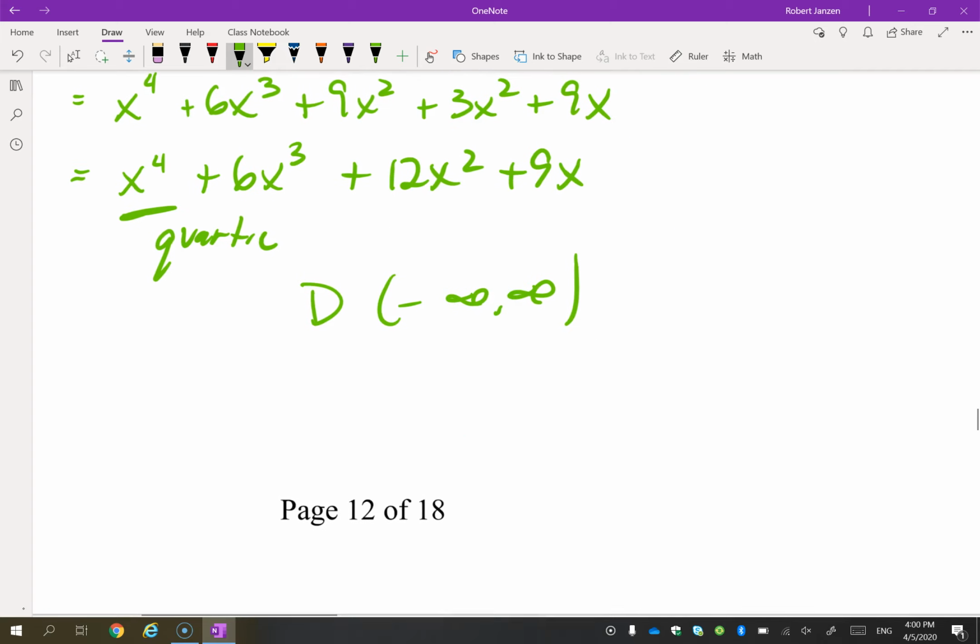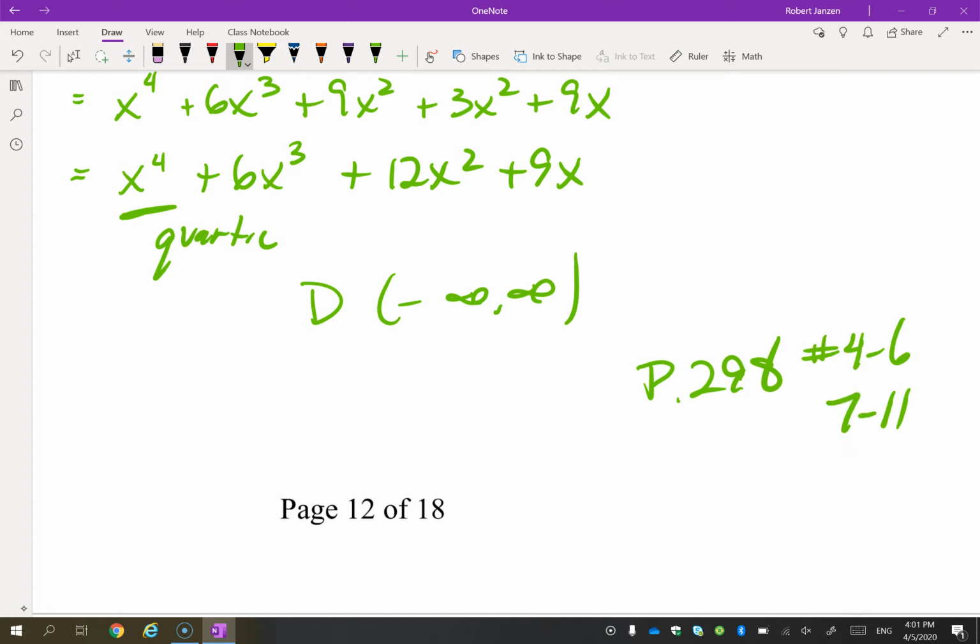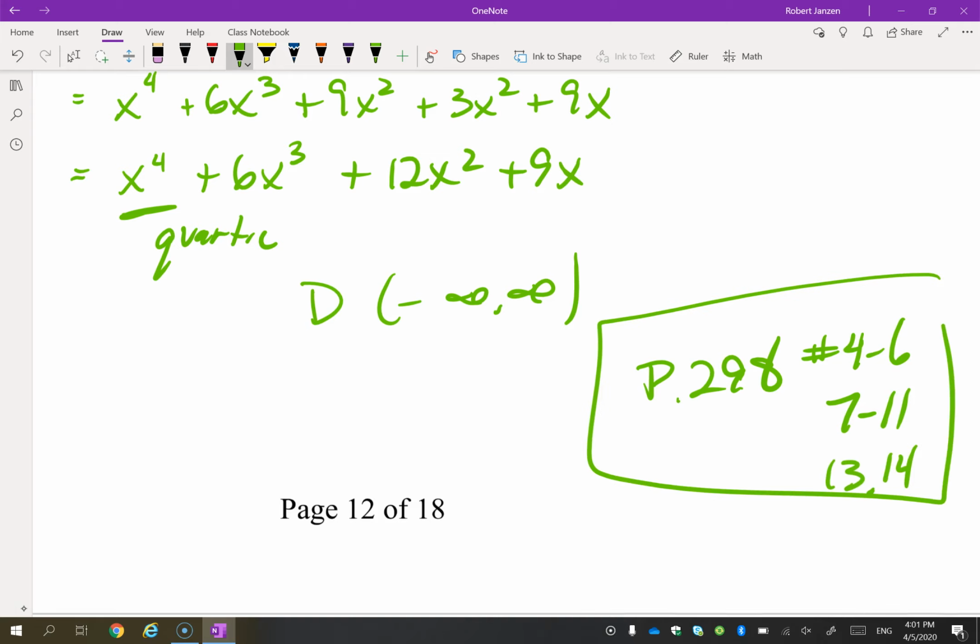Okay. And a little bit of a shorter lesson. We'll stop there. That's page 298. You could do numbers 4 to 6, 7 to 11, 13, and 14. Okay.